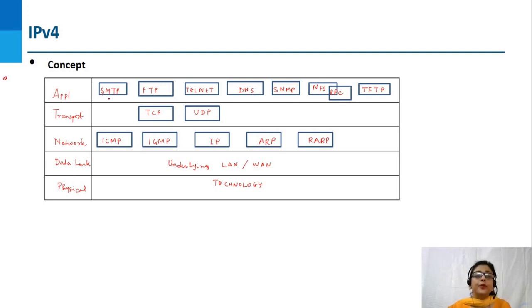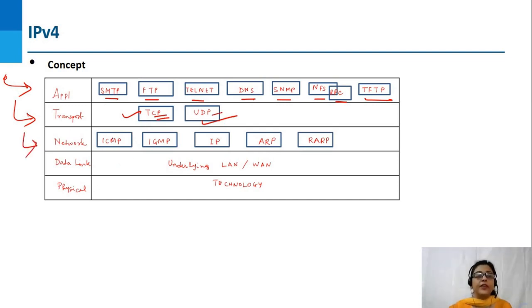The application layer protocols are SMTP, FTP, Telnet, DNS, SNMP, NFS, RFC, and TFTP. So these are some of the protocols of the application layer. Then the transport layer has the protocols TCP and UDP. TCP is the connection oriented protocol and UDP is the connectionless protocol.